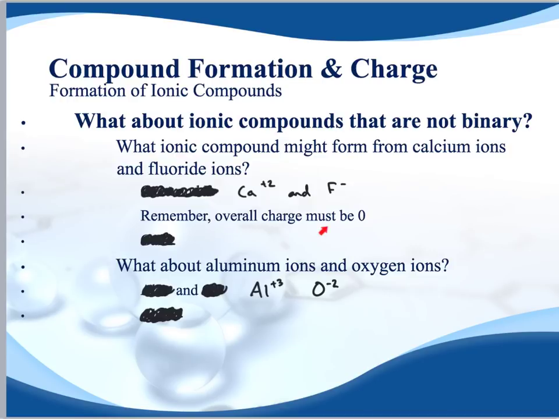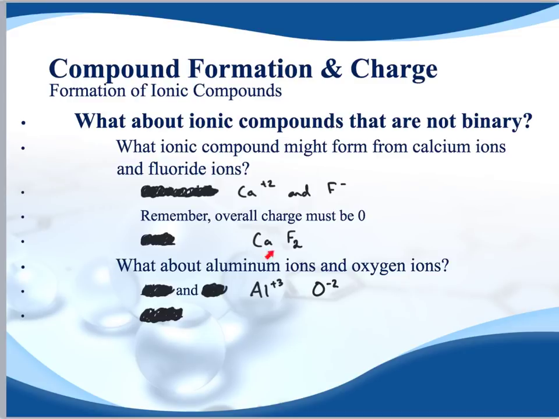Well, remember, the overall charge needs to be 0. So if I just have one calcium and one fluoride ion, what ends up happening is I'd have a net overall still of +1, so we can't have that. So what we need to do is actually put more fluorine into this compound to get the overall charge to be 0. And so I actually need 2 fluorines to do that, so we're going to put the 2 down below there as a subscript.